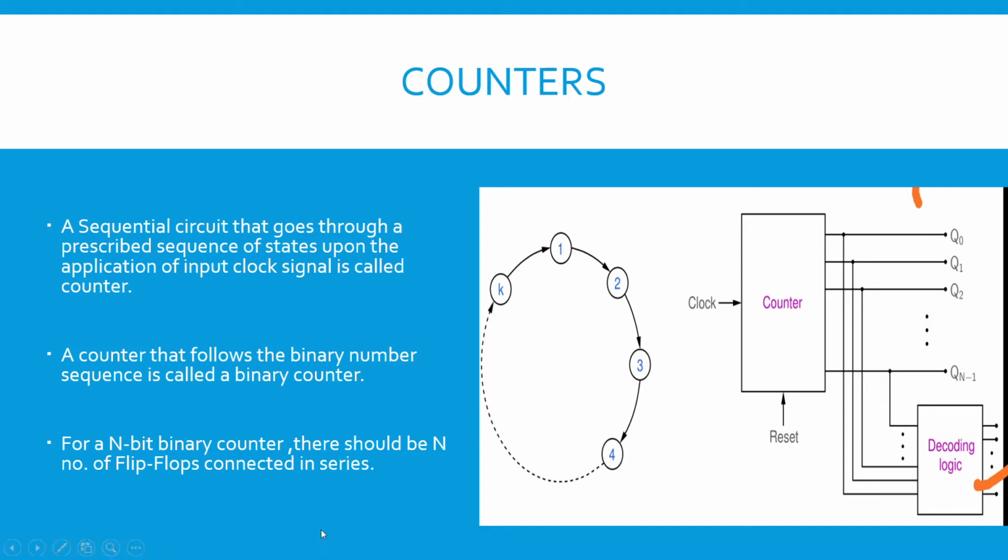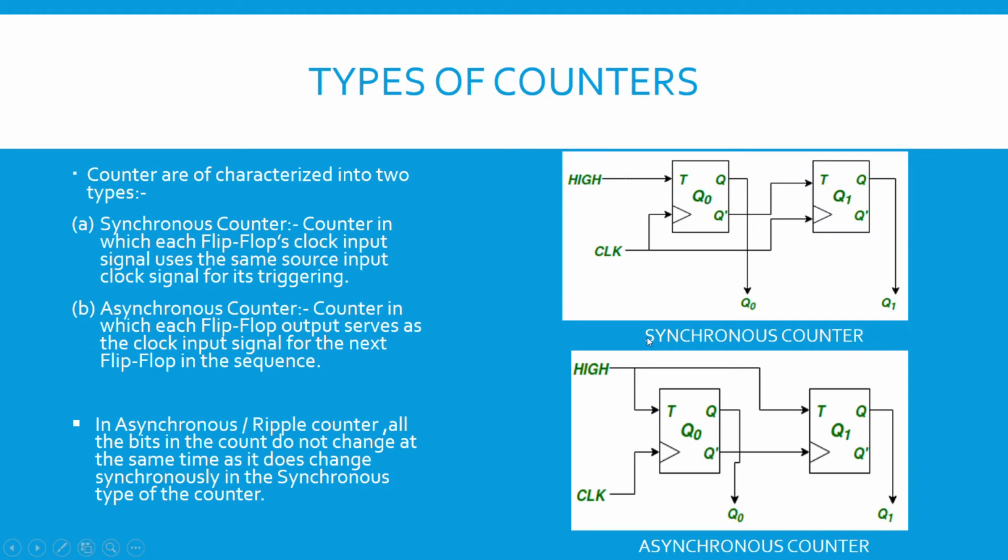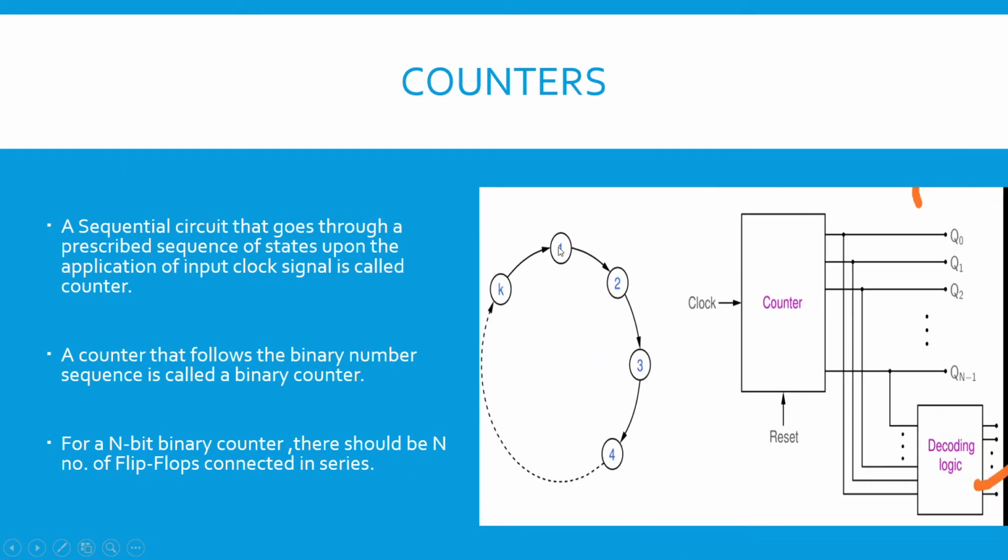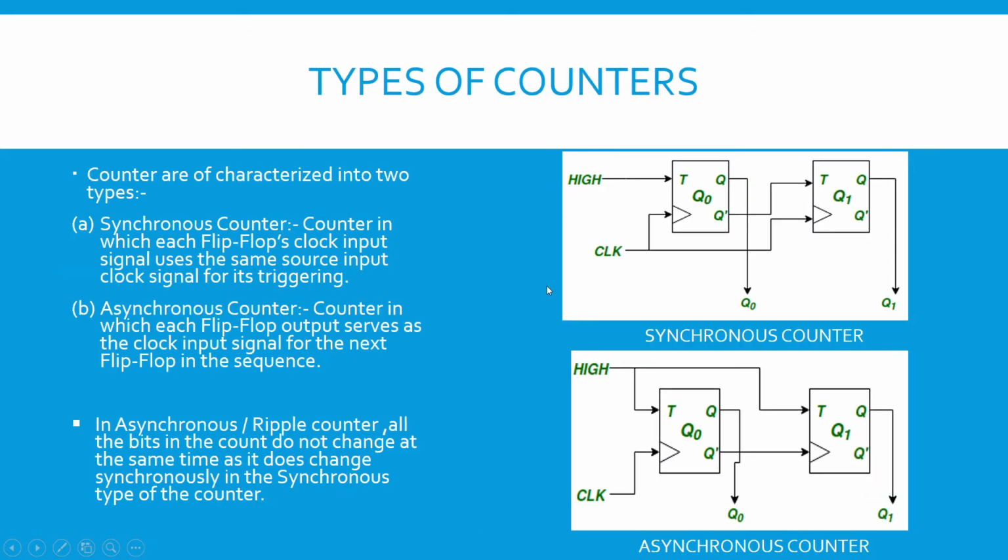Here is a circuit diagram of a counter in which the input clock signal is fed to the counter, and the outputs of the counter are fed to a decoding logic circuit, from which we can decode the logic and use it in any circuit. The state diagram also suggests the same. It starts its count from 1 and goes up to the value k, and again repeats itself until the circuit stops. So let's see how many types of counters there are.